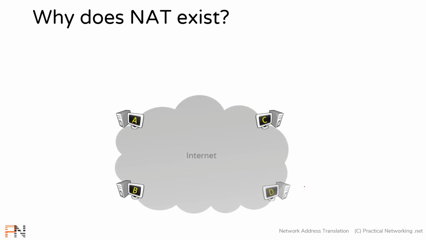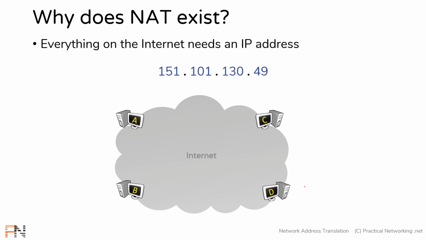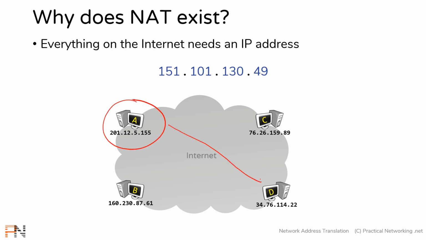So here you have the internet and a bunch of hosts on the internet. One of the rules of how the internet works is that everything on the internet needs an IP address. An IP address looks like this. So if we give all these hosts IP addresses, they now have the ability to direct data to each other. For instance, if host A wants to speak to host D, it can send something to host D's address. Without IP addresses, this would be impossible.